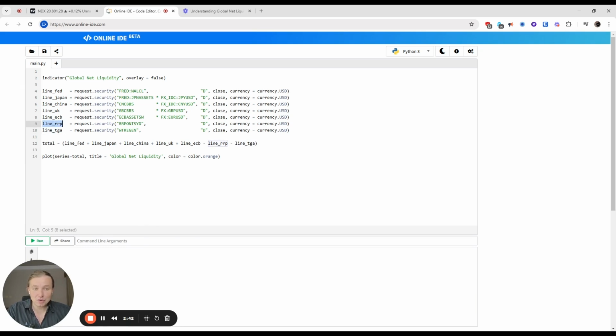Now, what exactly is the Reverse Repo Program? It's a tool that the Federal Reserve uses to soak up excess liquidity. In simple terms, the Fed offers to borrow cash from financial institutions overnight, giving them Treasury securities as collateral. This process temporarily takes money out of the financial system, reducing liquidity.